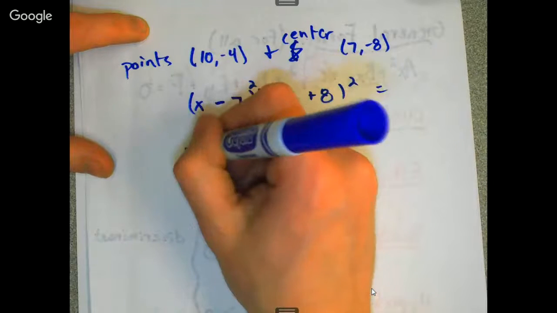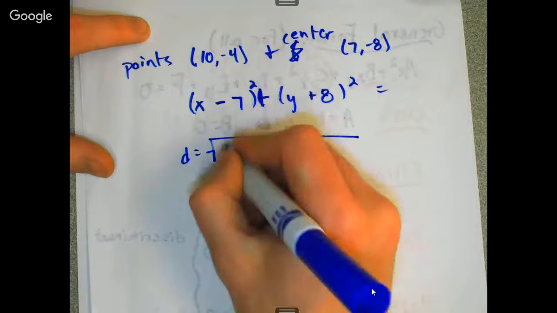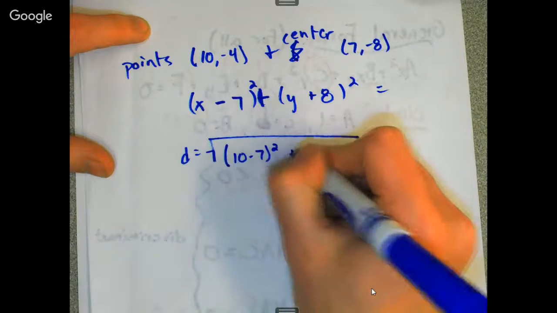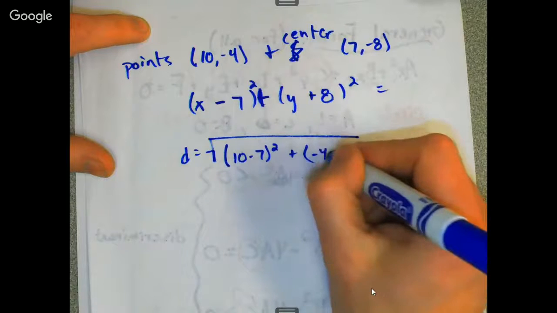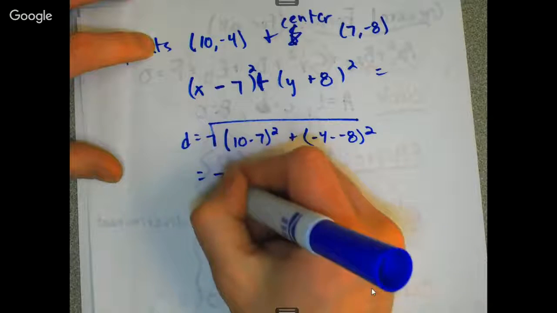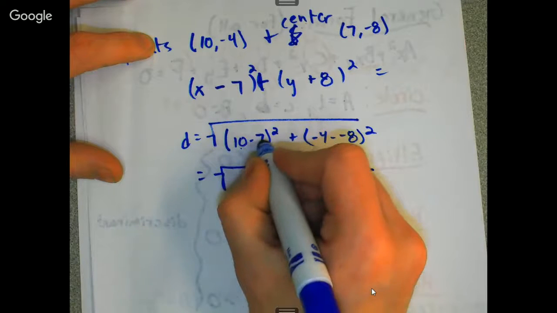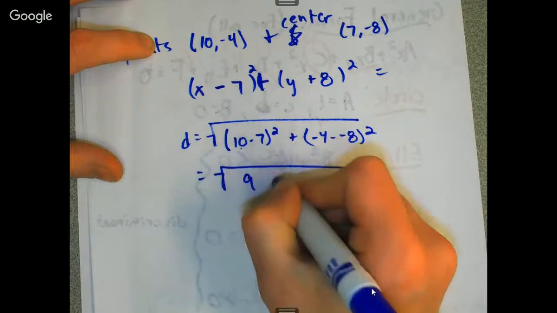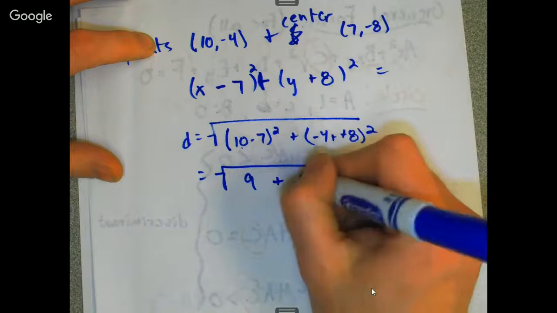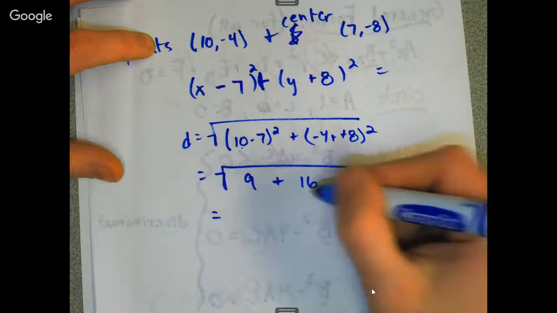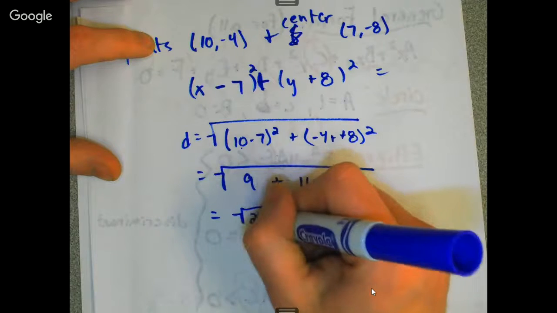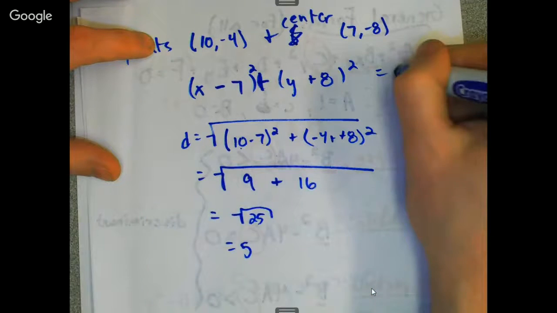So distance equals the square root of subtract your x's, so 10 minus 7 squared, plus subtract your y's. We've been doing this formula for a while, so that's the square root of 10 minus 7 is 3, squared is 9. Negative 4 plus 8 is 4, squared is 16. 9 and 16 make 25, so that is 5. So this is 5 squared.